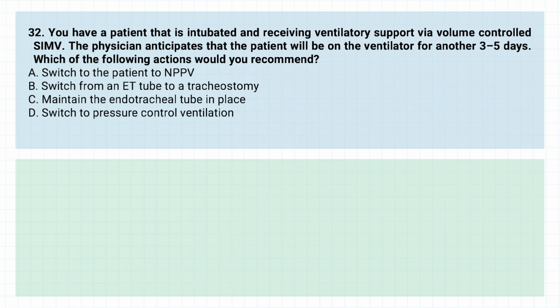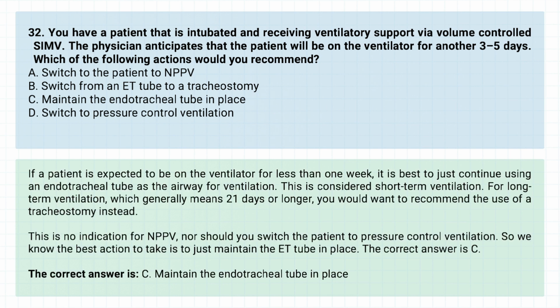The correct answer is C. Maintain the endotracheal tube in place. If a patient is expected to be on the ventilator for less than 1 week, it is best to just continue using an endotracheal tube as the airway for ventilation. This is considered to be short-term ventilation. For long-term ventilation, which generally means 21 days or longer, you want to recommend the use of a tracheostomy instead.